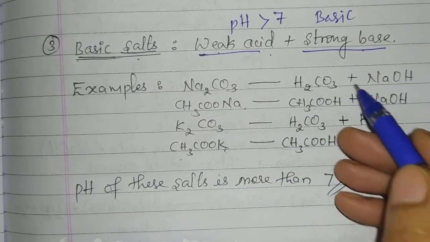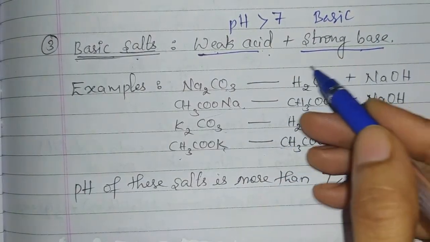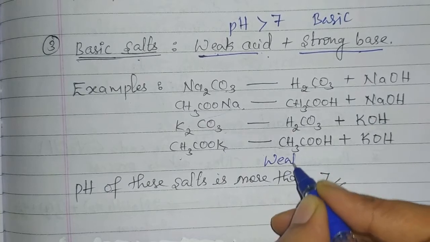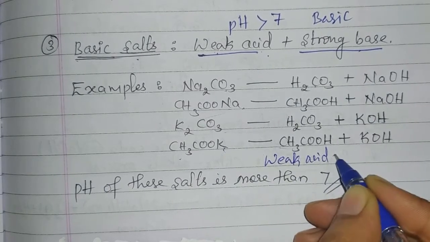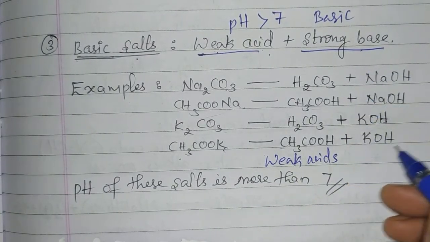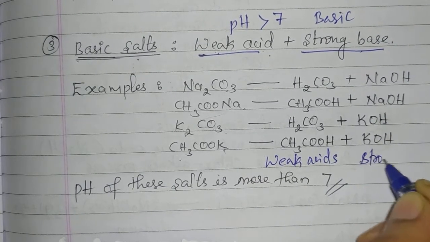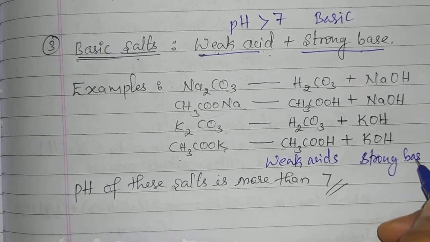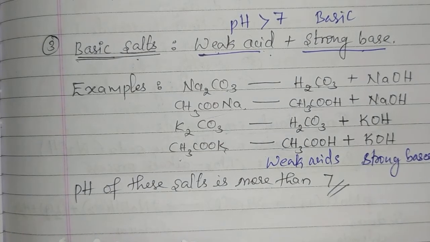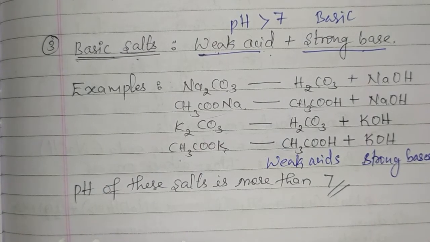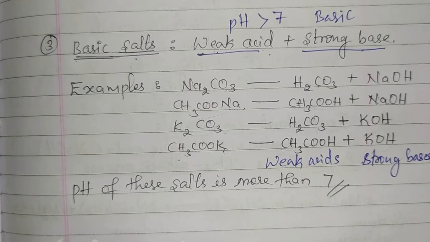Children, see here, the acids used here are all weak acids, and the bases used here are all strong bases. So this is how salts are categorized into normal or neutral salts, acidic salts and basic salts on the basis of their pH value.